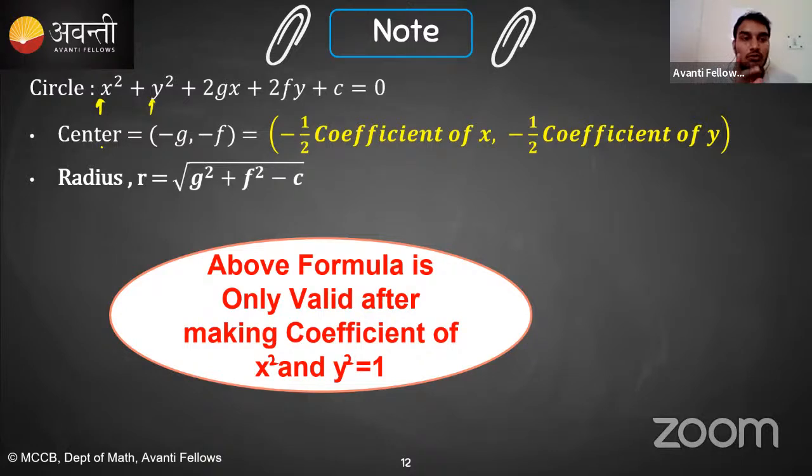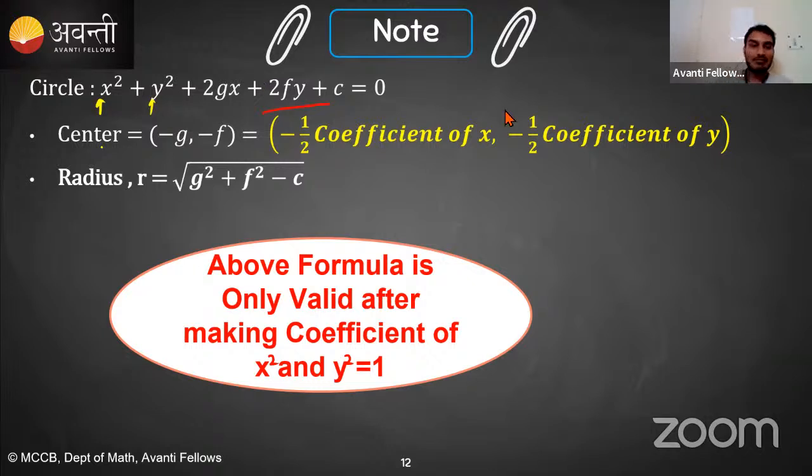If you want to use these two formulae to find the center and radius, the only thing you should do is first make the coefficient of x square and y square 1, and after that, whatever coefficients you get, minus half coefficient of x will give you the center, minus half coefficient of y will give you the center. So that's why I have written this, so that you should not just mug this up blindly. You should be able to understand that it is nothing but minus half times coefficient of x comma minus half times coefficient of y after making the coefficient of x square and y square 1. Clear?